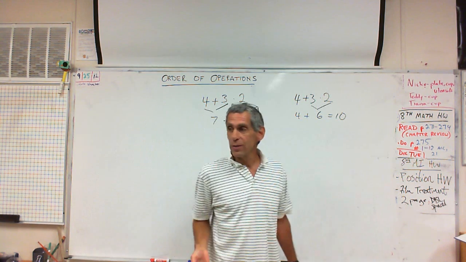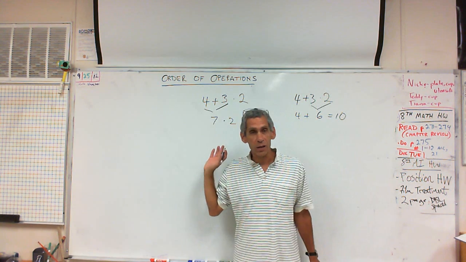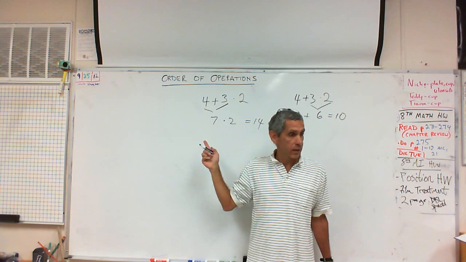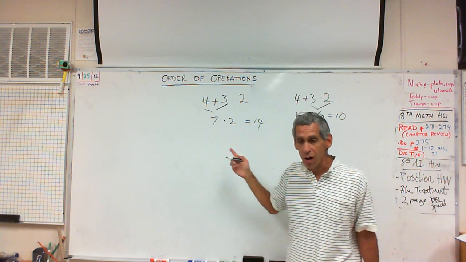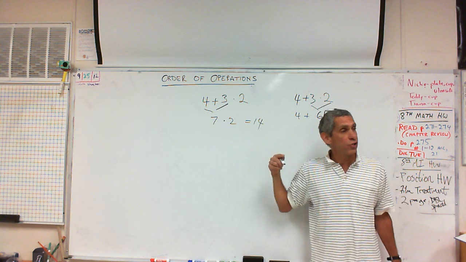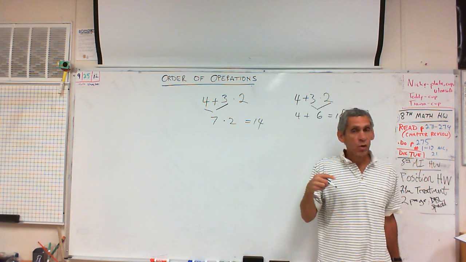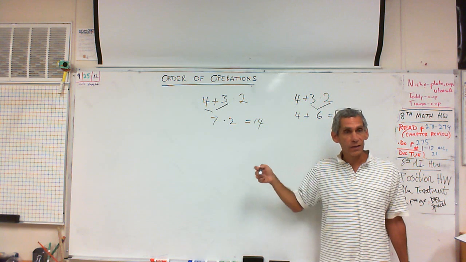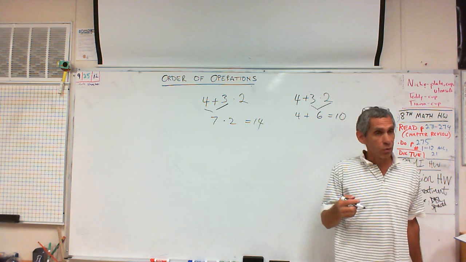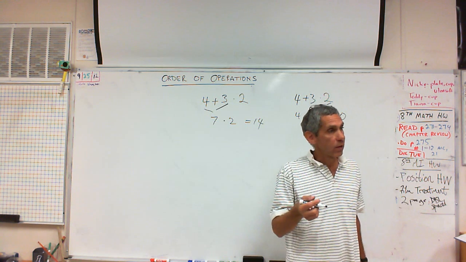So mathematicians said, this is not going to work. Both of these people did the right thing. They didn't do anything wrong. It's just that we have to choose as mathematicians which way we're going to do it, so that it's always going to get the same answer. So they chose an order of operations.